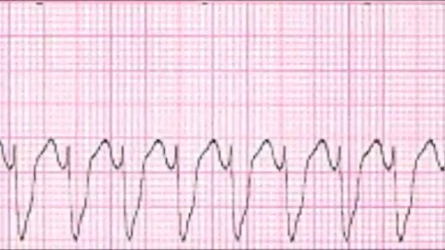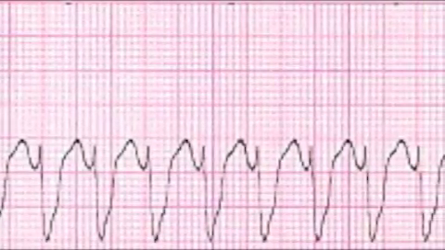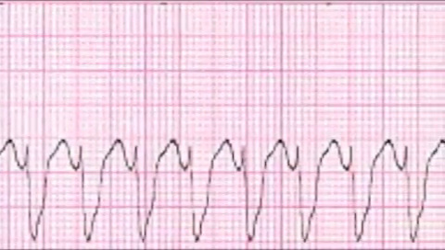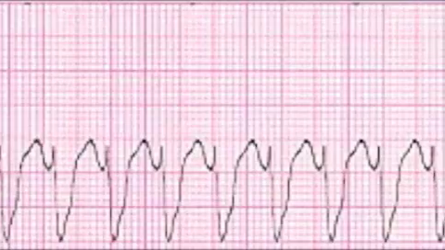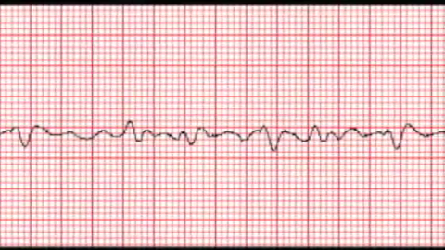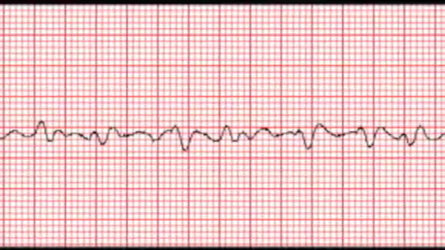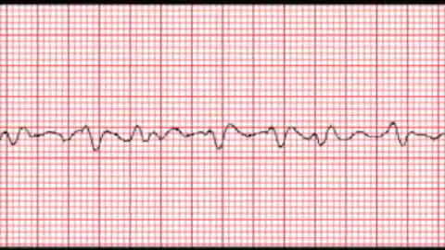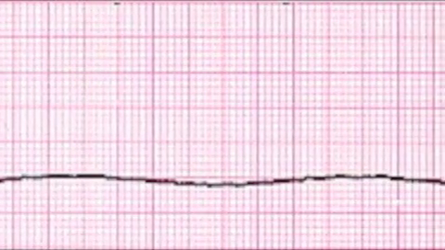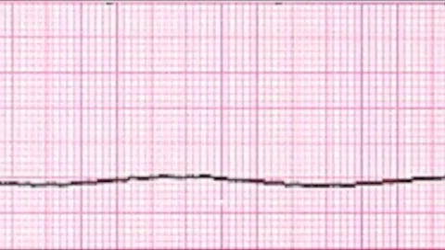This is ventricular tachycardia. This is a very serious dysrhythmia and needs immediate treatment either with drugs or with defibrillation, depending on whether or not it's stable or unstable. This is ventricular fibrillation. This is a lethal dysrhythmia and requires immediate defibrillation. This is asystole, another lethal dysrhythmia, and the prognosis for this is very poor.